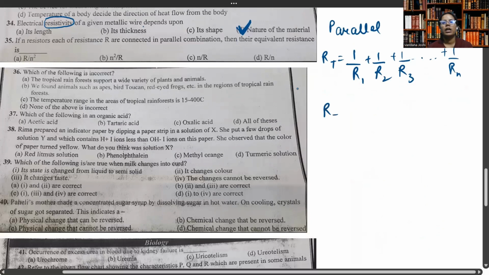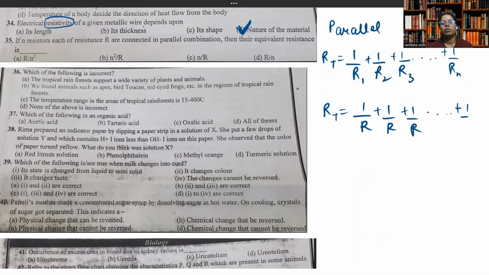So you'll say RT is equals to 1 over R plus 1 over R plus 1 over R up to 1 over R. This must be n times. So we'll take the LCM as R and we'll add 1 plus 1 plus 1 because it is n times. So this would become n over R. C is going to be our answer. Moving on.